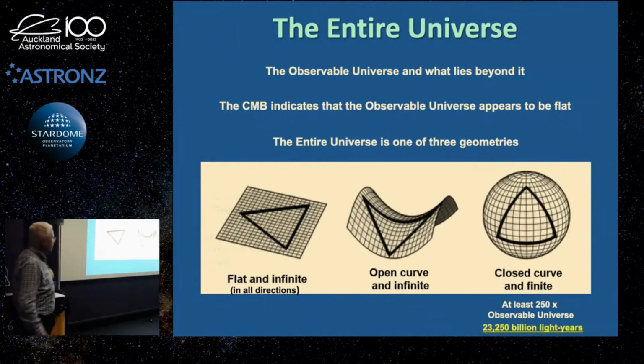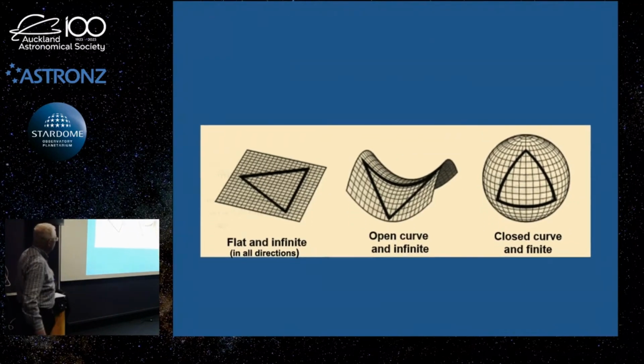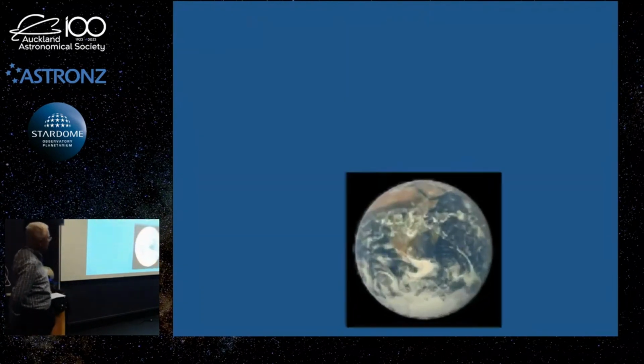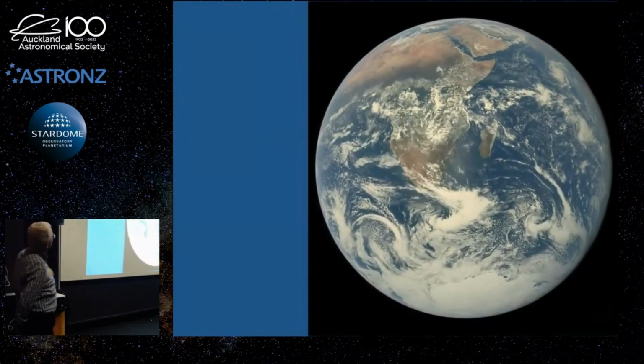So, which means the entire universe, even if it's closed and finite, still has to be at least 23,250 billion light years across. That's the bare minimum it has to be, if it's not infinite. So, the conclusion is the entire universe is extremely large. So let's just go home and wrap up with our Earth.